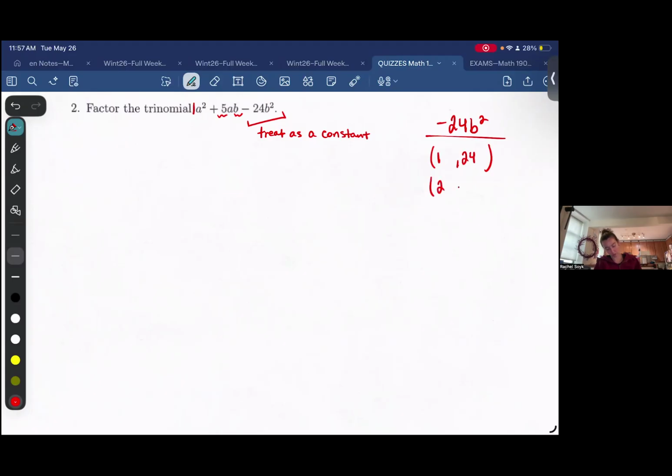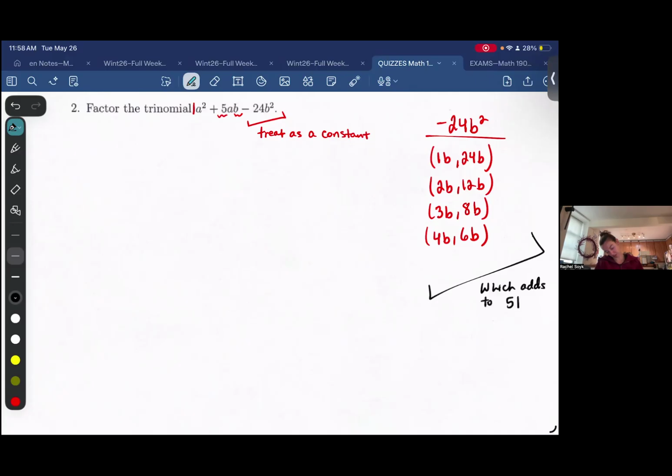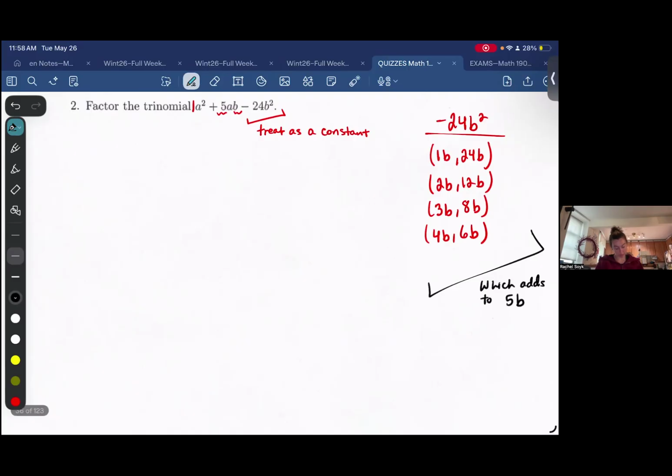We have 2, 12. We have 3, 8. We have 4 and 6. Now, b squared has to be broken up in order for us to look at like terms. So we're going to put b's next to them. And then we have a negative here, so we need to manipulate with the negative, which adds to positive 5b using negatives. So negative 3b and positive 8b.